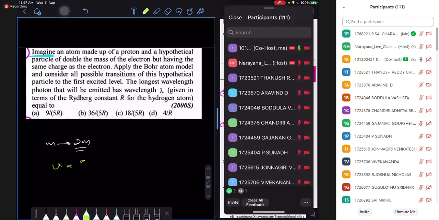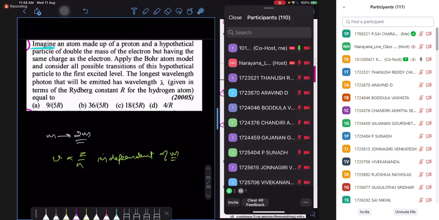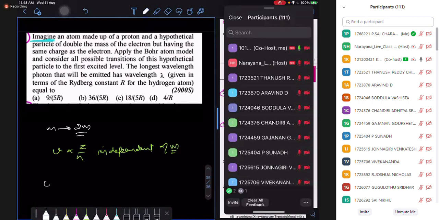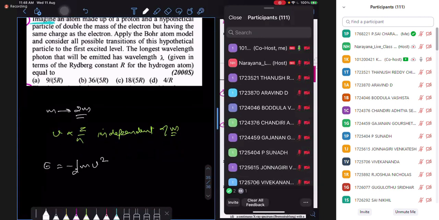Velocity is proportional to z by n. It is independent of mass. So my velocity does not depend upon the mass, and there is no impact of changing the electron. If you change the electron, speed is not going to change. But will energy change or not? Energy is half mv square, so energy gets doubled, right? Energy gets doubled here.